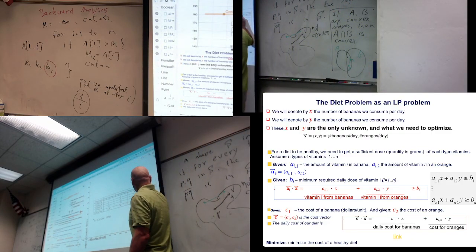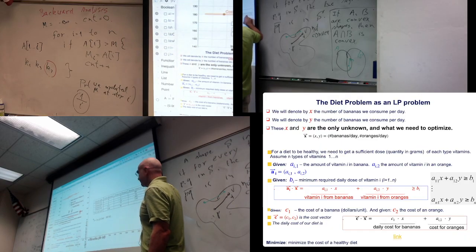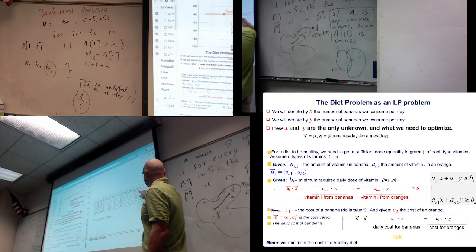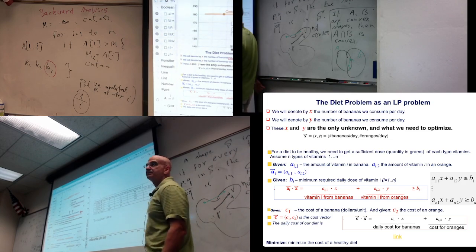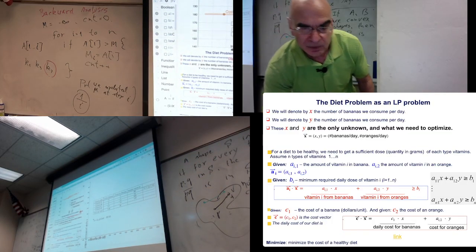It would be 7 times x, the number of bananas you're eating per day, plus 1 times y, the number of oranges you're going to get. This gives you the overall units of vitamin A. It must be at least 65. Let's see how it looks geometrically.